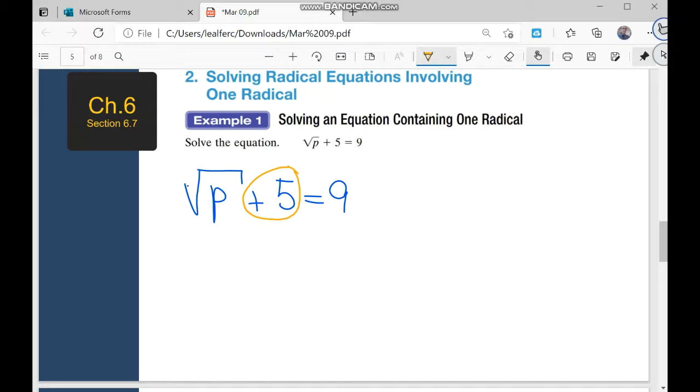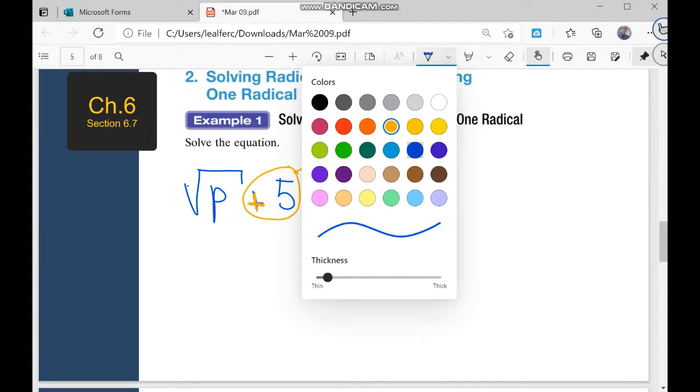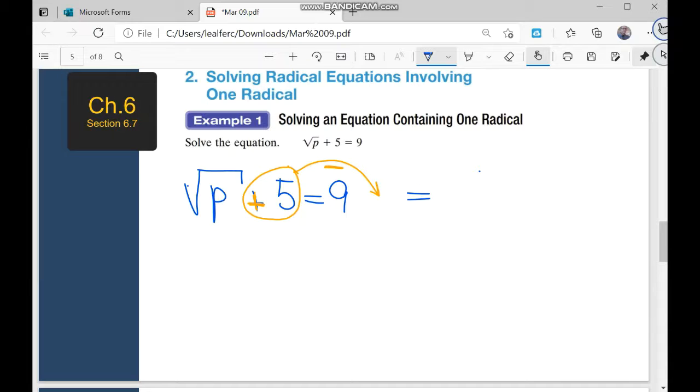So you're going to move this plus 5 to the other side, applying the addition property of equality. Since this is a positive, when we move it to the other side, it becomes a negative. Okay? And then we're going to have the square root of p equals 9, then we move the positive 5 to the other side, it becomes a negative 5. Now, you know that 9 minus 5 is 4.